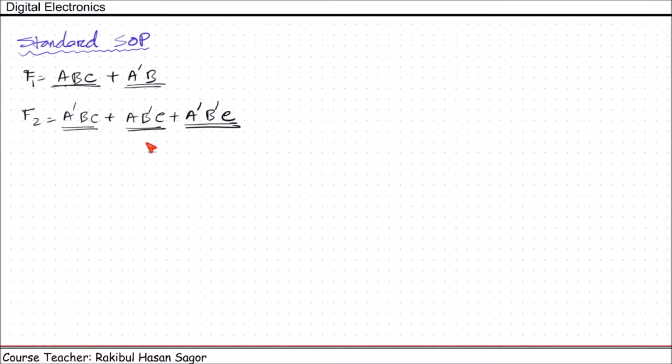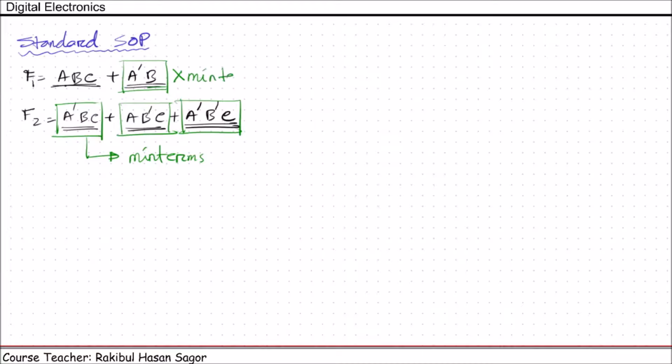Now remember one thing, each product term in standard SOP form is sometimes named as Minterms as well. I'll come to the Minterms and Maxterms definition later on, but for the time being, you know that this is one Minterm, this is another Minterm, and this is another Minterm. Remember, this is not the Minterm because we have 3 variables, there are only 2 variables present here. So each product term of standard SOP form is sometimes named as Minterms.